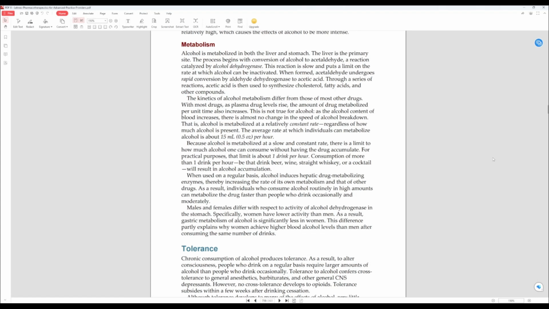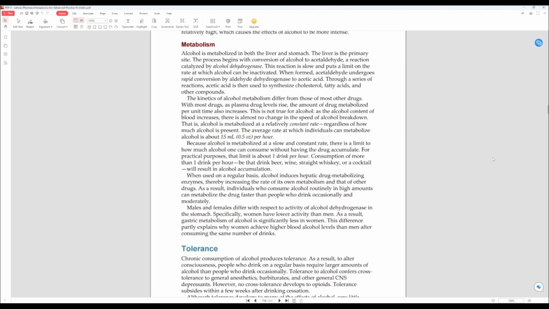The kinetics of alcohol consumption differ from those of most other drugs. With most drugs, as plasma drug levels rise, the amount of drug metabolized per unit of time also increases. This, however, is not true for alcohol. As the alcohol content of the blood increases, there is almost no change in the speed of alcohol breakdown, which means alcohol is metabolized at a relatively constant rate, regardless of how much alcohol is present. The average rate at which an individual can metabolize alcohol is about 15 ml per hour, or half an ounce.